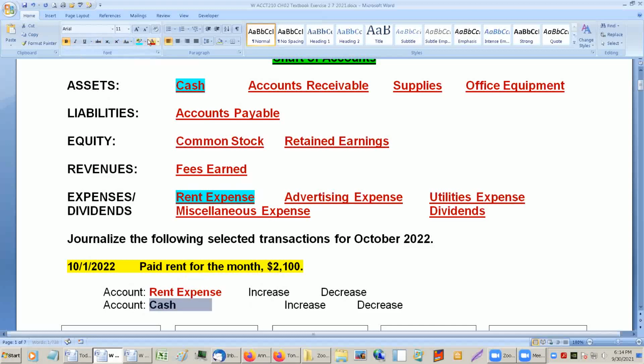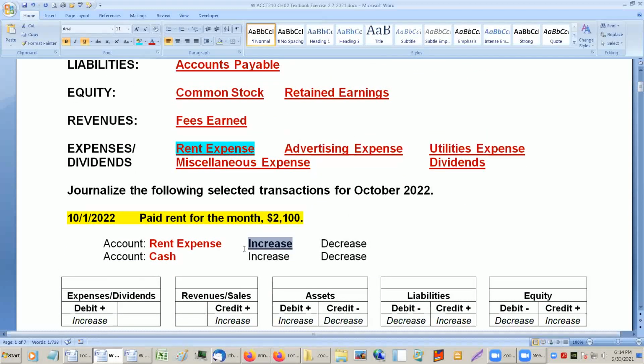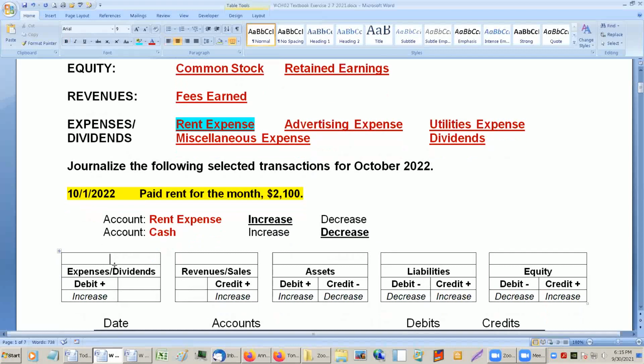Now the rent expense. That's an expense. It's always increasing. Cash in this case is going down, decrease. But now here's the thing when you run into an expense, and this is a good thing about when you have a journal entry doing expense. Expenses are always debits. Debit.